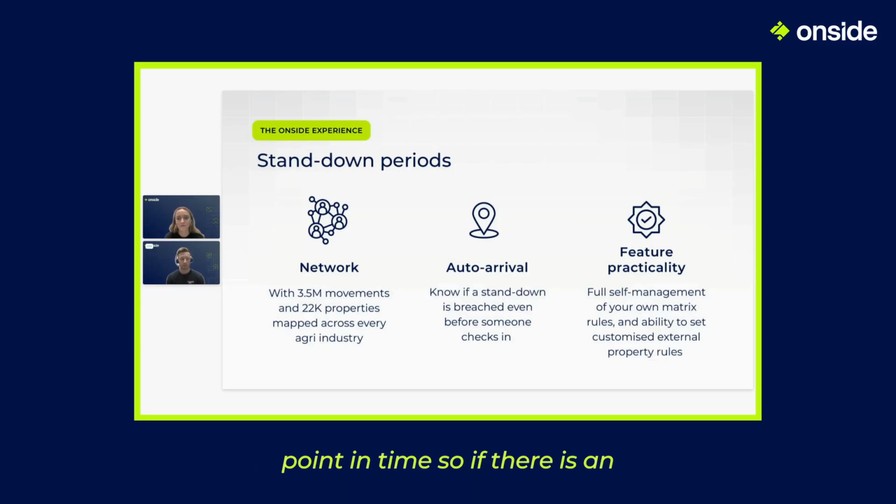So if there is an outbreak, or if you change the age of birds in a shed, or whatever the scenario is, and you need to update the rules of movements, you don't have to rely on us or wait for us to update it for you. You can just jump in there straight away and update it super simply. I think that flexibility and the access you have to customize things in real time is pretty important.